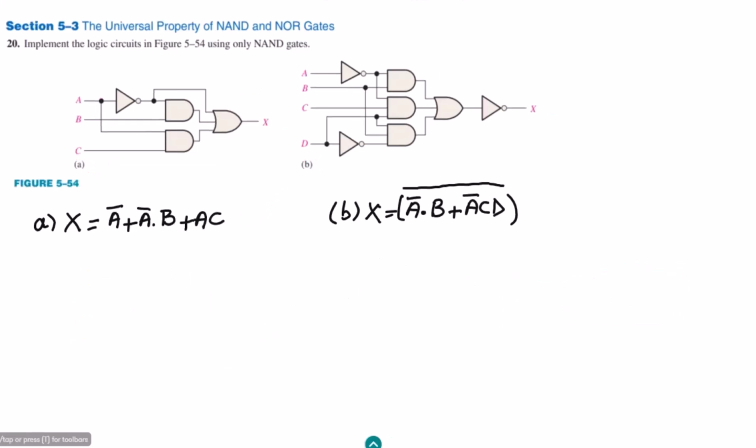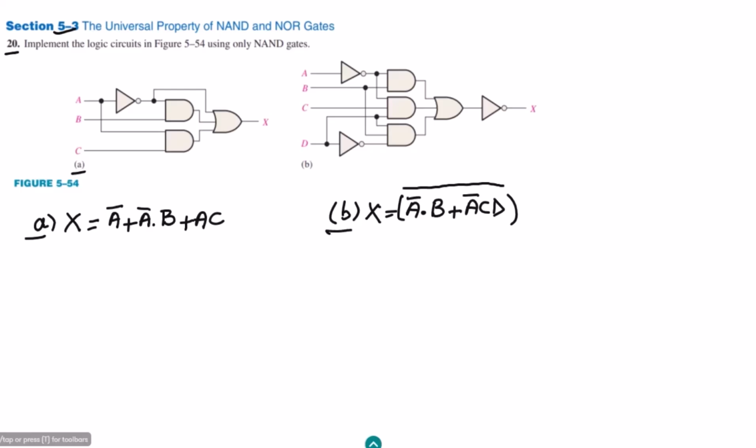Welcome back guys, and this is section 5.3. Previously we solved part A of this question number 20, and we have shown you guys how to implement or represent any logic expression by using the NAND gates because of the universal property of the NAND gate.